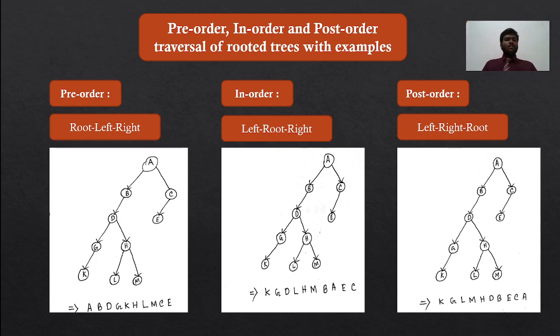and then we have to write M. Then we have to go back to A, and A's right child is C, and C's left child is E, and C doesn't have any right child, so we have completed our pre-order.